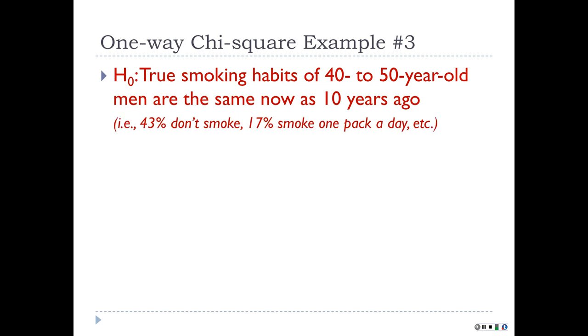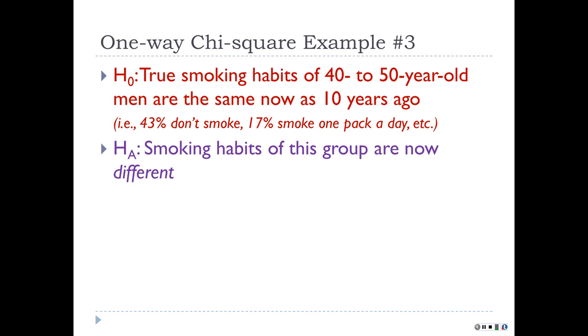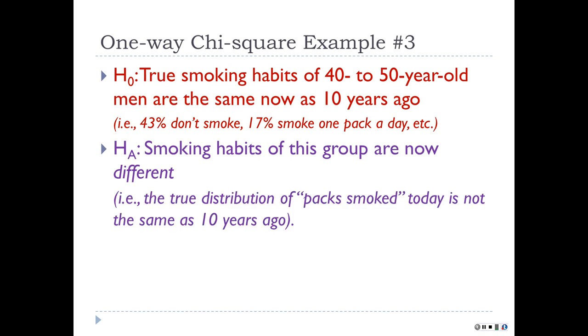So the null hypothesis is the true smoking habits of this group are the same as 10 years ago. In other words, 43% don't smoke, 17% one pack a day, etc. The alternative hypothesis is that the smoking habits are now different from what they were before. There's just a difference. With a chi-square by itself, we can't say what the difference is. We just say there's a difference.